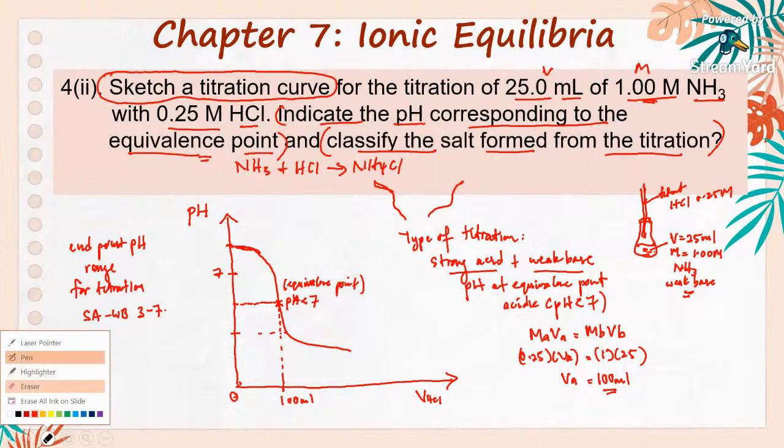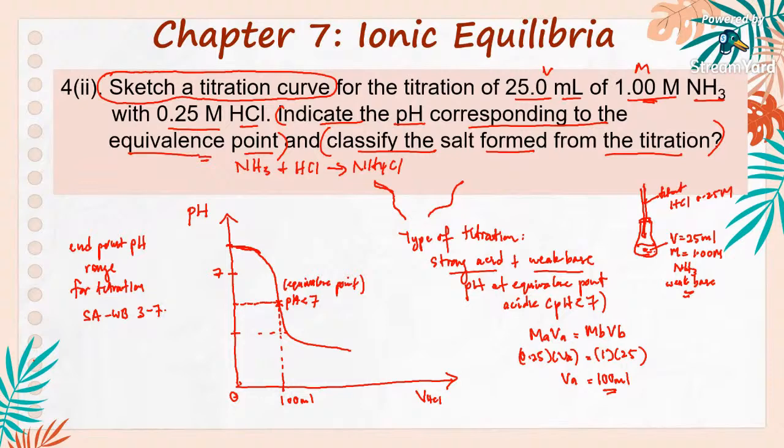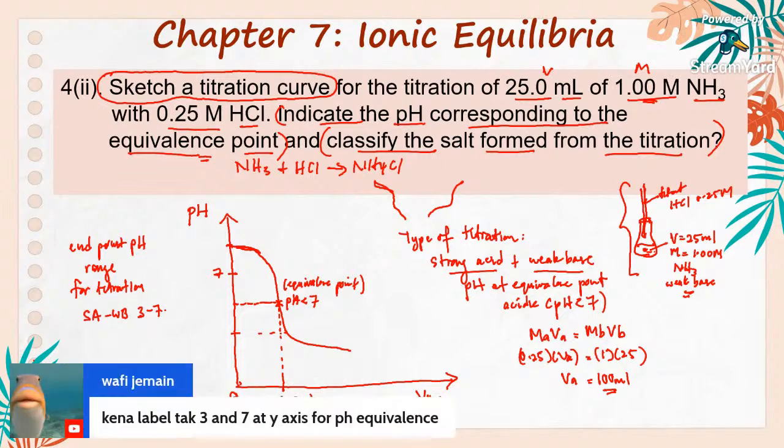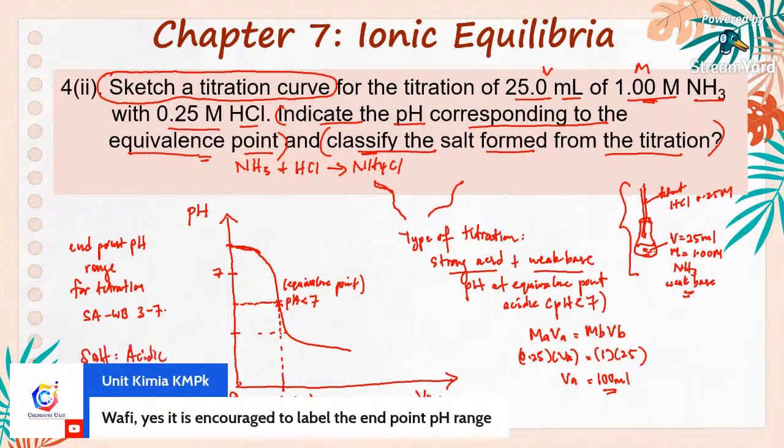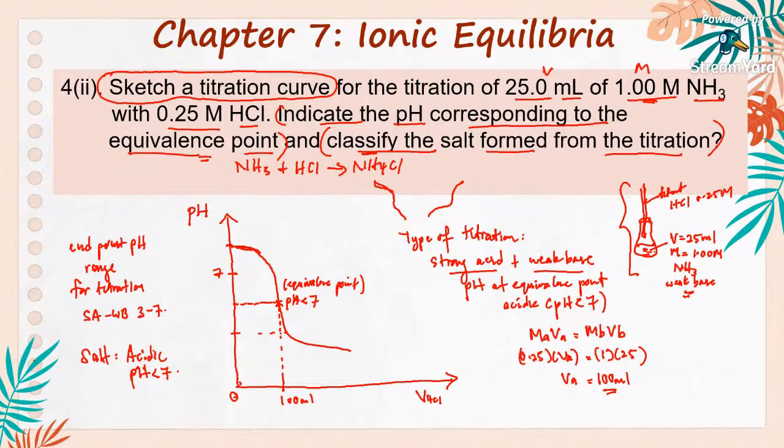So this is how you would sketch a titration curve, and the things that you would need to consider. What is important also is that you understand this. So pH versus volume of HCl. Make sure you have your pH indicated here, pH less than 7, equivalence point. And then you need to classify the salt. What will be the property of the salt? It will be acidic, of course, with pH less than 7.